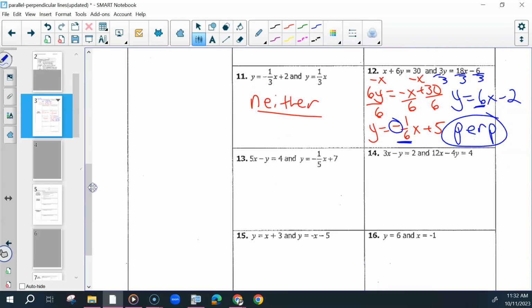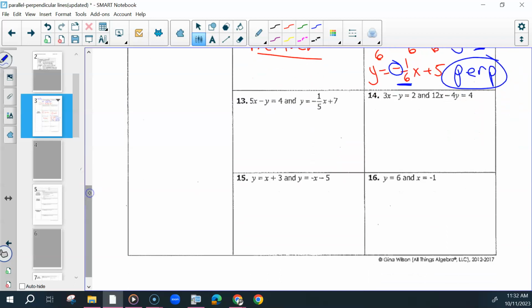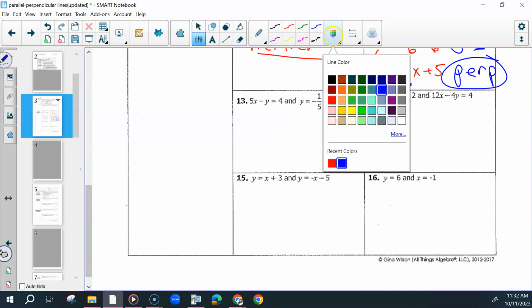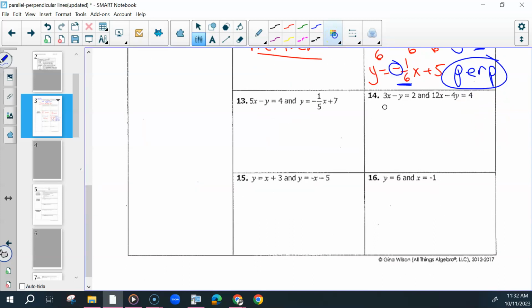Do we want to do another one like 12, 13, or 14 before we try 15, 16? Which one? Said 14. Alright. 14. How would we solve this one for y?